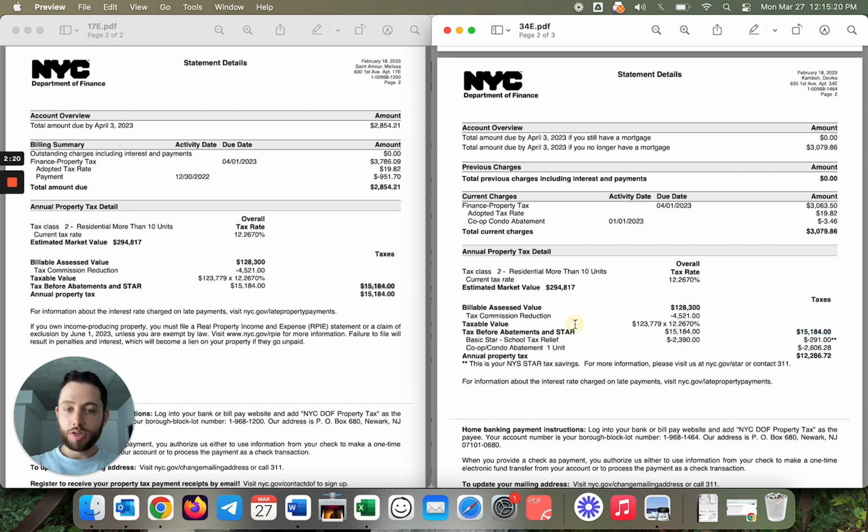If we delve a little bit deeper, we'll see that essentially below the line item for the gross tax, in the case of 34E, there are some line item adjustments. So one of them is basic STAR school tax relief, and the other one is the condo co-op tax abatement.